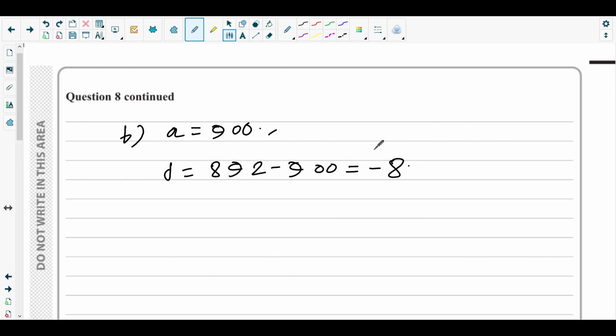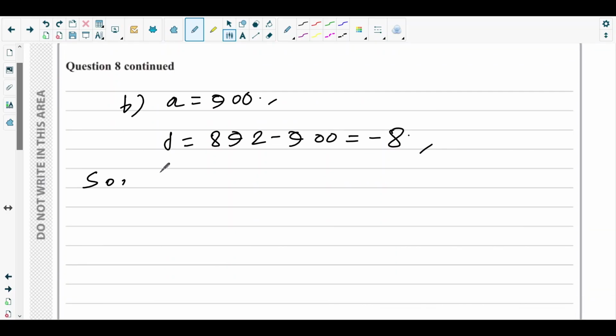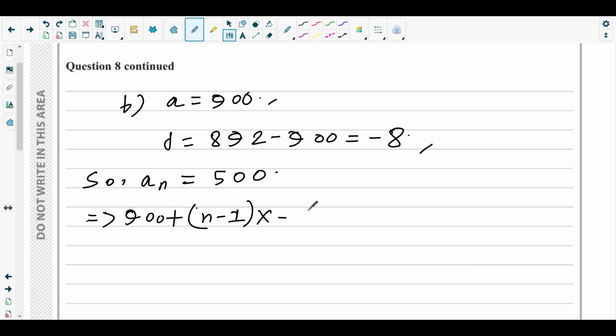We got the value for a, we got the value for d. Now we have to find the value for n. The last term of the given series is 500. So the nth term of the arithmetic series, a_n, equals 500. The nth term is basically a plus n minus 1 times d. What's d there? d is basically negative 8. This equals 500.